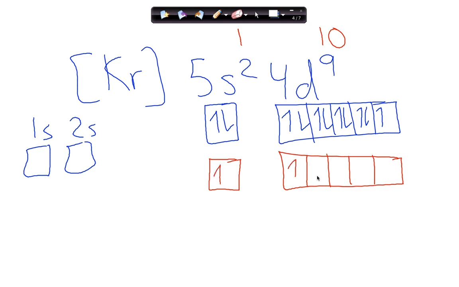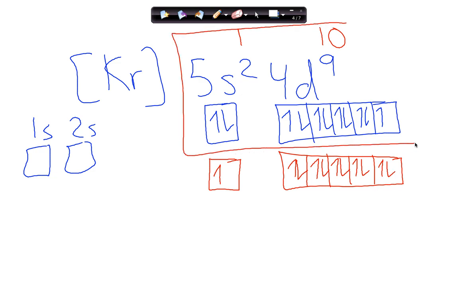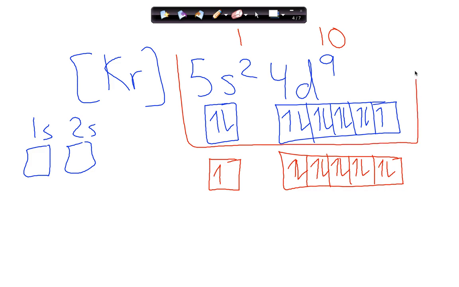Well, let me rewrite it. 5s1 4d10 actually looks like this. So this is what silver should look like. This is what silver does look like. Why? What's going on?